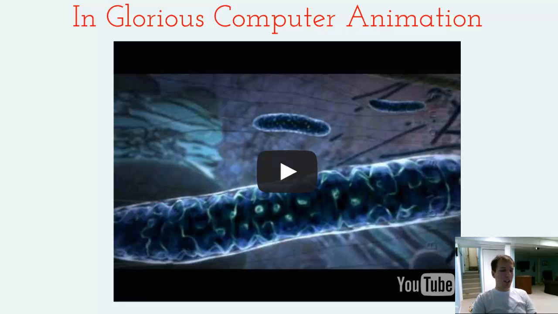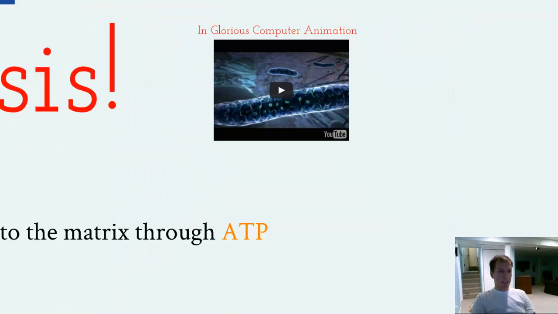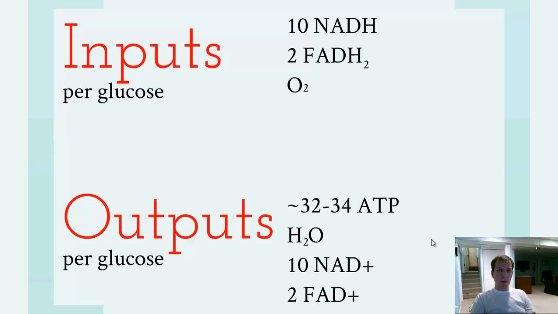There's an animation for you to take a look at. Again, look at the Prezi to be able to view that. Inputs and outputs, take a look.